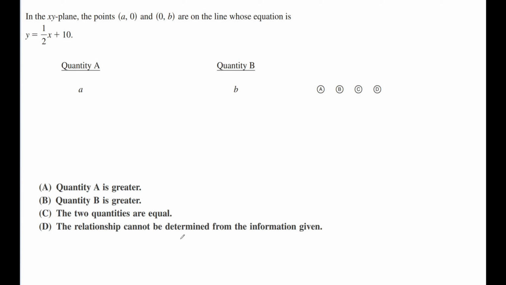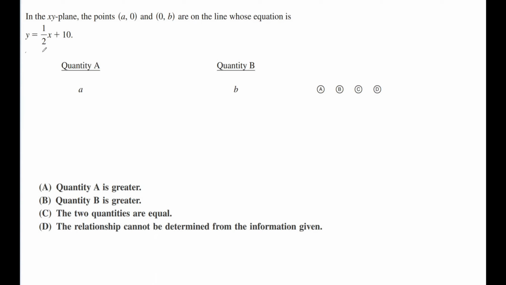Alright, so this problem is giving you a formula in the y equals mx plus b form right there, and they're asking you to plug these two numbers in to see whether b and a are greater than each other or less than each other. So that's basically what it's asking you to do.